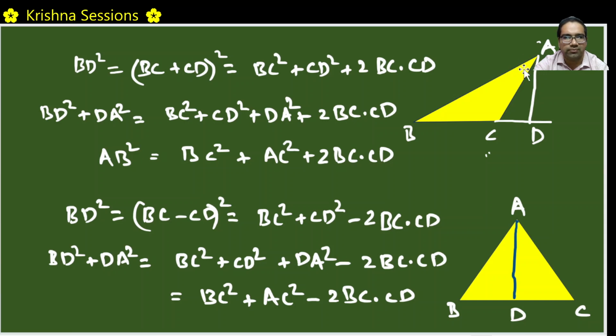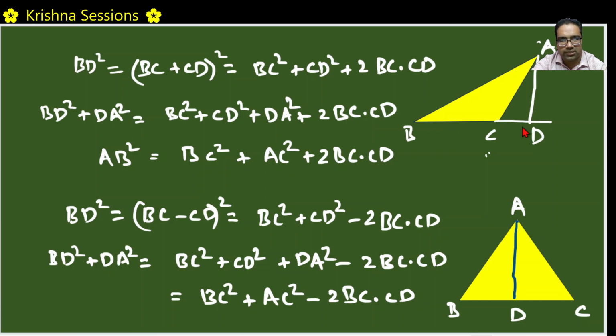Right? Definitely. Because we cannot have two right angles or two obtuse angles, because the total sum of the angles is 180 degrees only. So we can have only one obtuse angle. Let's take this obtuse angle and extend the base.